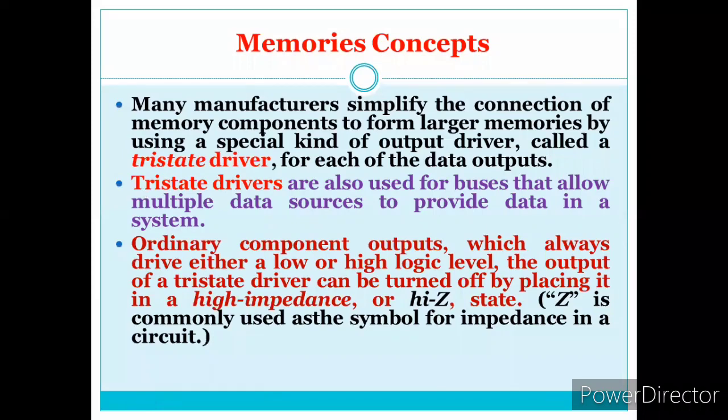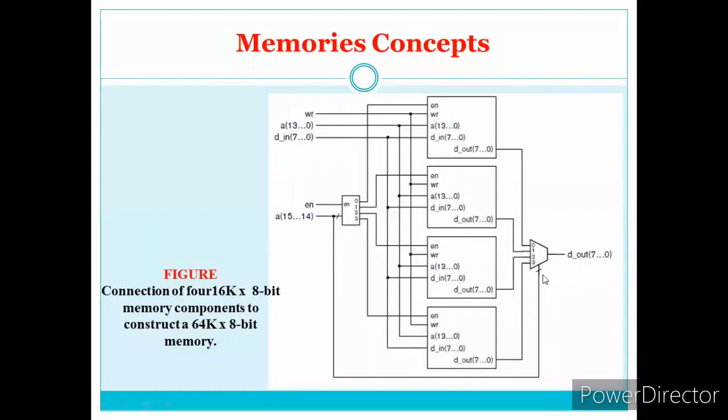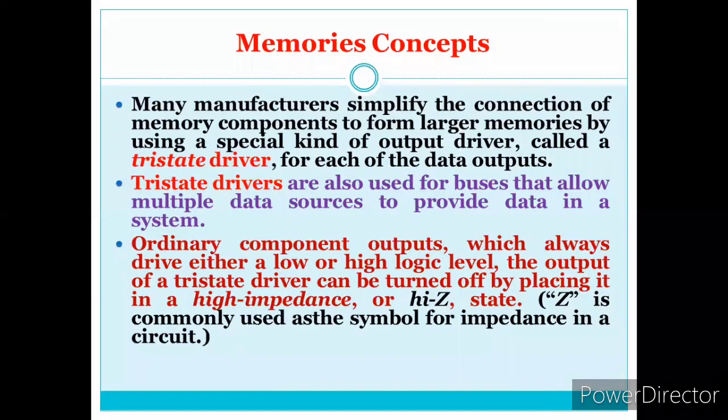Now the next version. If you observe, we have used a multiplexer here. If you imagine, if we keep on increasing the multiplexer, the size of the component goes on increasing. Now, to avoid that, we have another device. Let us see what that is. Many manufacturers simplify the connections of the memory components to form a larger memory by using a special kind of output driver. At the output we are using a multiplexer, right? In order to avoid that complexity, we use one more output driver such that we can increase the memory size of the design to a large number.